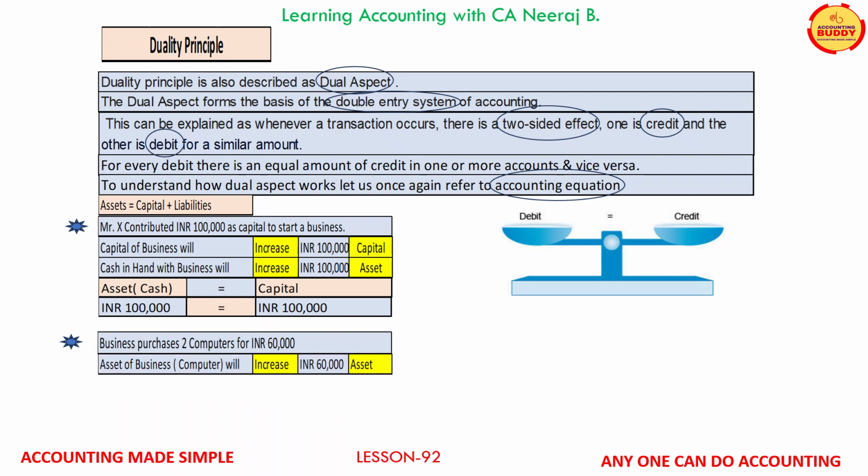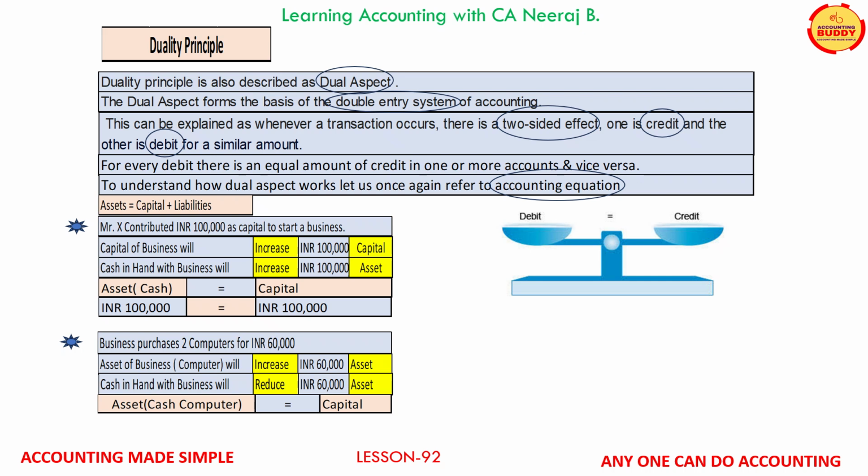In example number 2, the business purchased computers worth INR 60,000 and the transaction is settled by cash. This transaction will increase the assets of the business by INR 60,000 and at the same time the cash of the business, which is again an asset, will be reduced. Post this transaction, the accounting equation will look like the way it is displayed on your screens. Now we have two classes of assets, cash 40,000 and computers 60,000. And please note the left hand side and the right hand side of the accounting equation are equal.